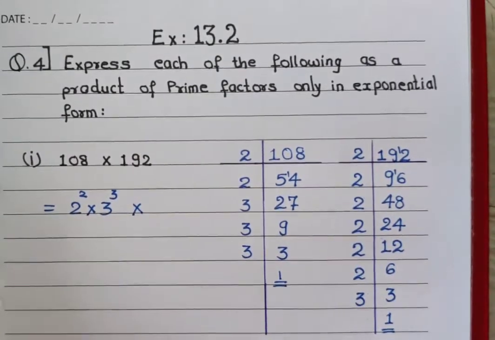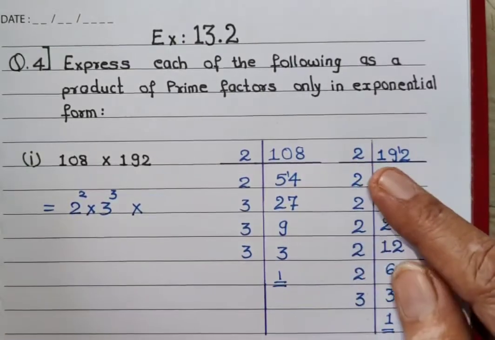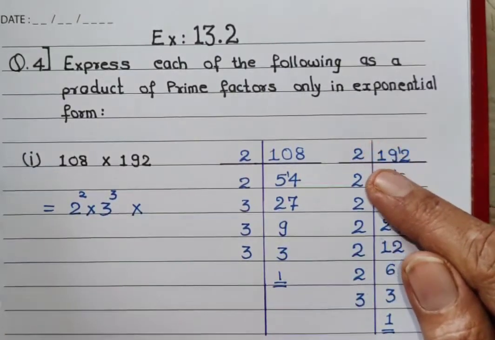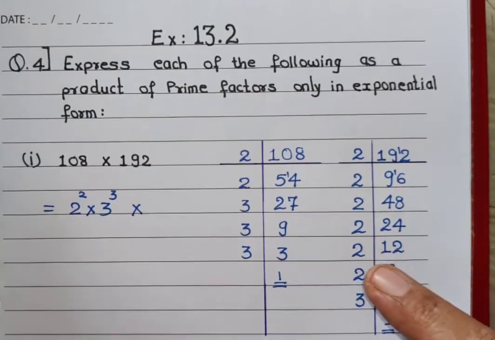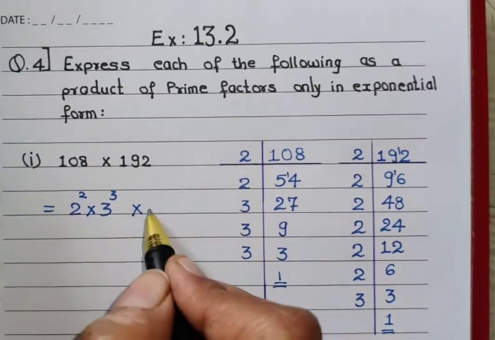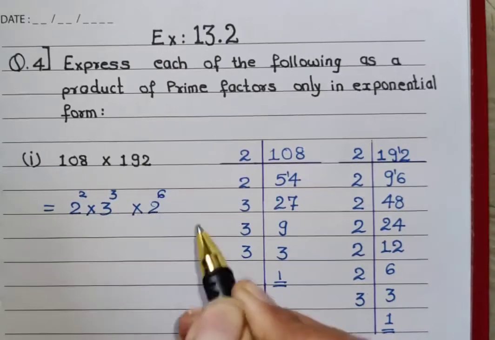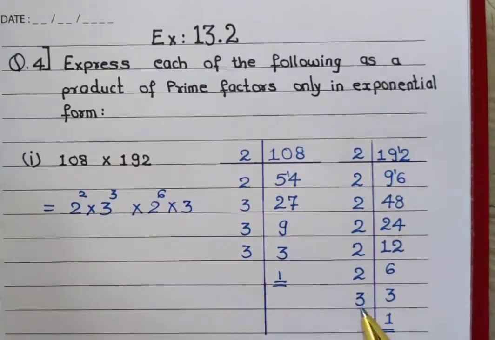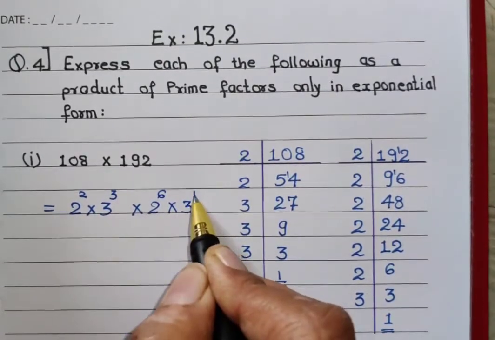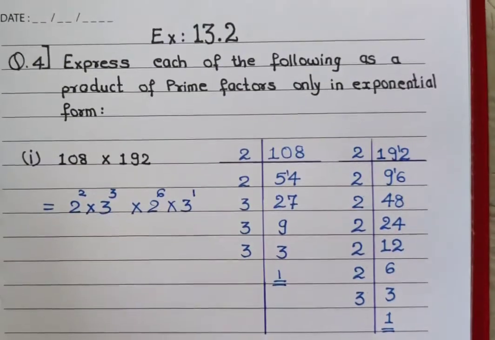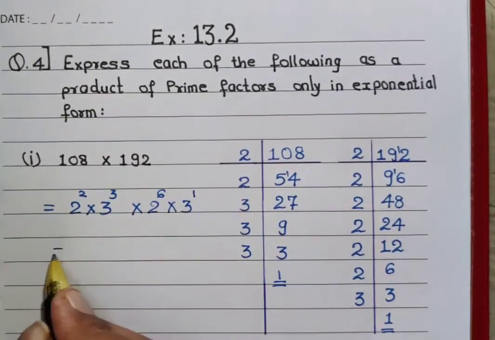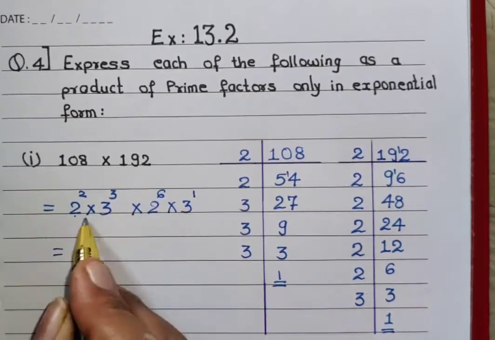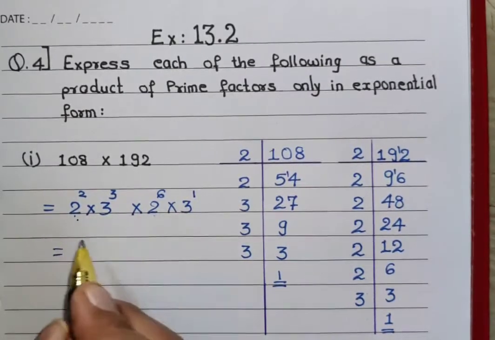Now let us write down how many times 2 has been taken here for division. 1, 2, 3, 4, 5, 6. So we have here 2 to the power 6. And we have 3 only 1 time, so that is power 1. Now as all are in multiplication, so let's arrange the common bases together.